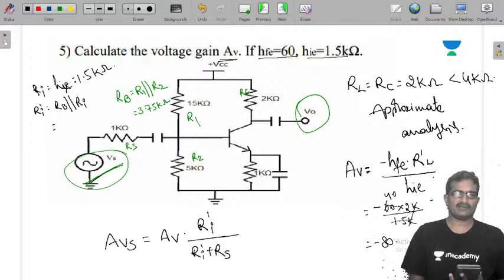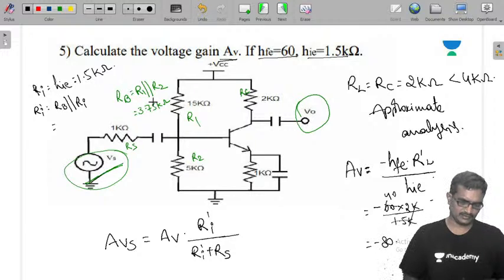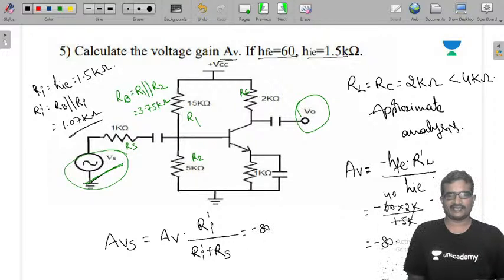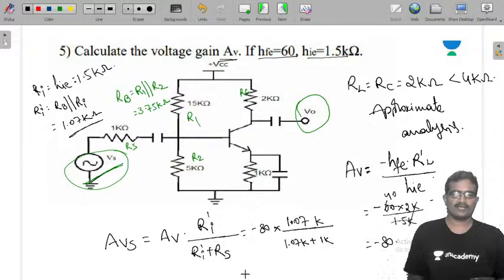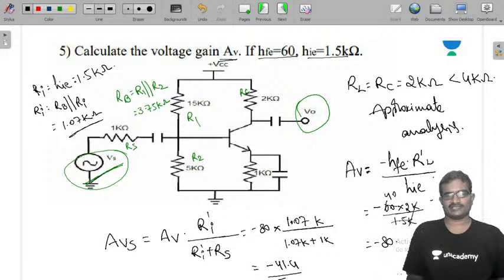So now here, 1.5K parallel with 3.75K is 1.5 into 3.75 divided by 5.25, that is 1.07K. Substitute, so minus 80 into RI dash 1.07K by RI dash 1.07K plus RS 1K. So that is 1.07 divided by 2.07, which is 0.51, into 80. So that is approximately minus 41.4. This is the voltage gain.